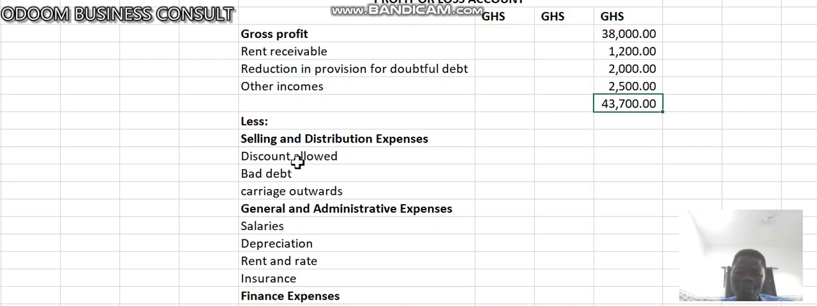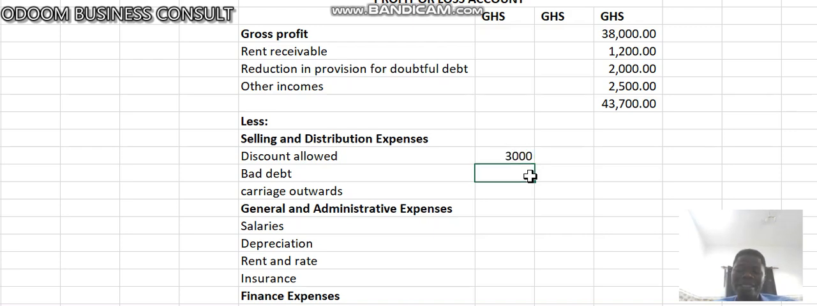So let's look at the expenses. Selling and distribution expenses. So all expenses that we incurred, which are in relation to selling and distribution, must be put together. And a good example is discounts allowed. So those that came to buy from you, let's say the item's cost is 5,000, and then you sold it to them for 4,000, which means you are giving them a discount of 1,000, and so it becomes a cost because usually you give those discounts in order for you to sell more. So it's an expense which relates to selling and distribution, and so that expense must be also presented. So discount allowed, let's give it a figure, say 3,000, or say discount allowed of 3,000.